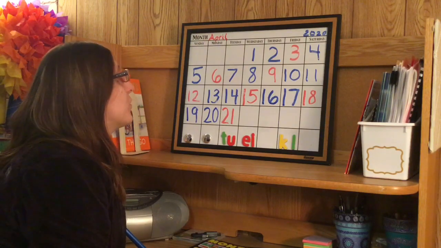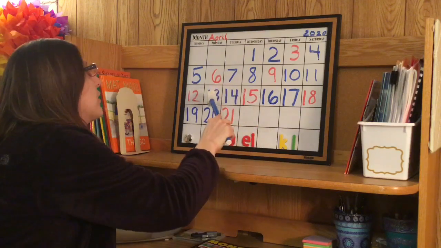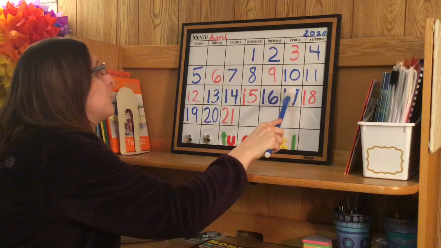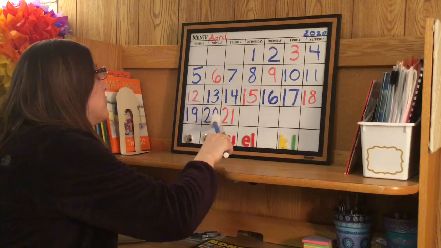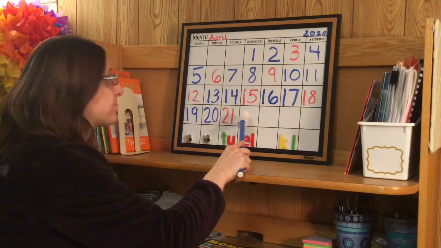We need to figure out what color we need for today. So let's start our pattern. Blue, blue, red. Blue, blue, red. Blue, blue, red. Today we need blue.